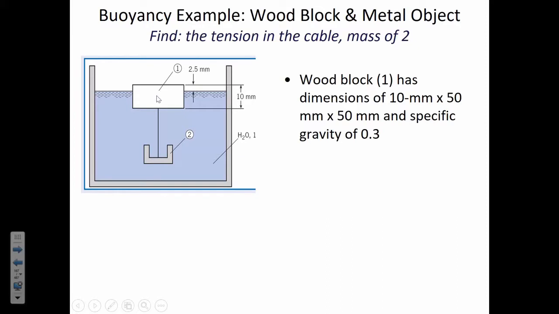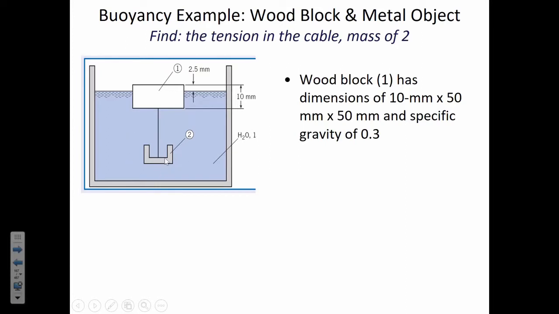So we know that it's more submerged than it ordinarily would be. If the specific gravity is 0.3 and it wasn't connected to anything else, then it would be 3 millimeters out of 10 that it's submerged. But right now, it's submerged 7.5 millimeters out of 10. So it's more fully submerged than it normally would be because of this extra weight dragging it down.